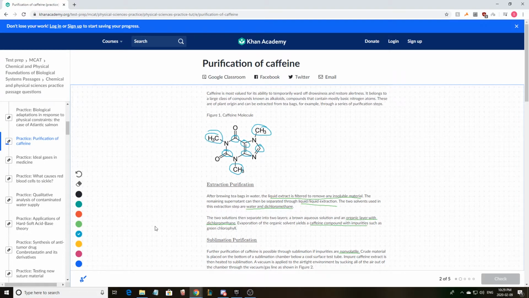Now, if we look at the carbon atoms that are embedded within the ring, we see that this one is sp2. Let me switch colors here. sp2. This one is also sp2.